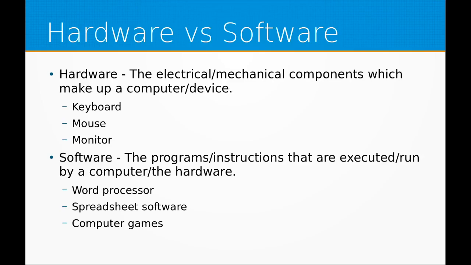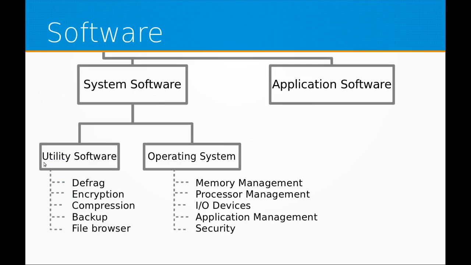So if it said name 3 bits of software and you said Word, Excel, and then a computer game, then you wouldn't get any marks. So try and keep it generic. If you want to say word processing software such as Microsoft Word, fine. But try and make sure you're clear on what you're trying to say.